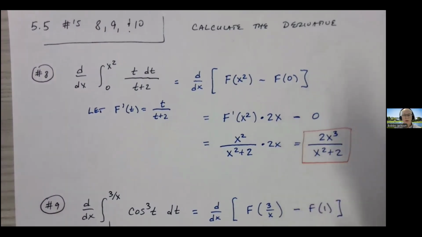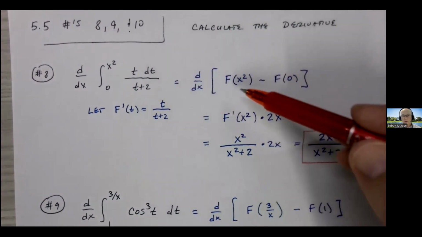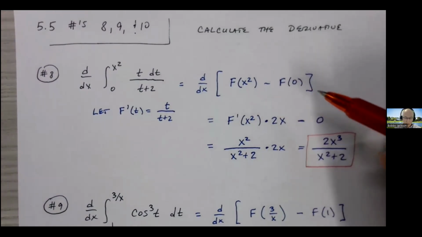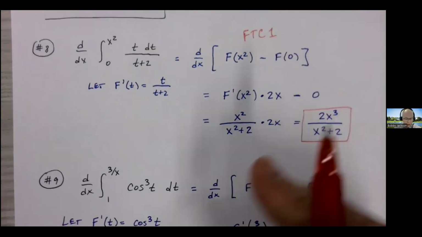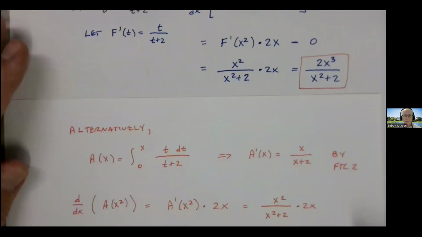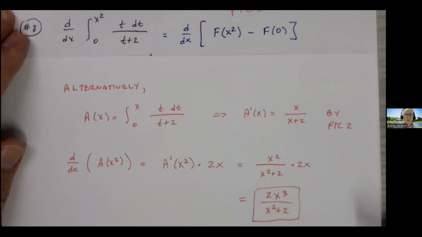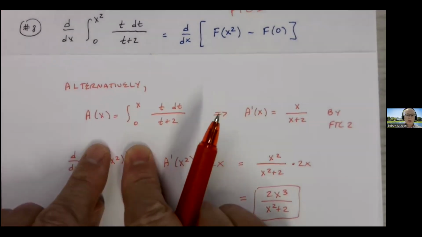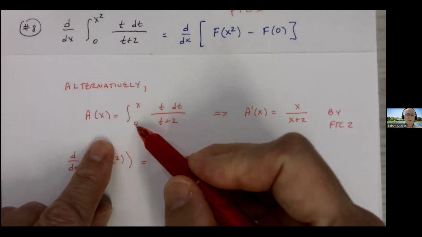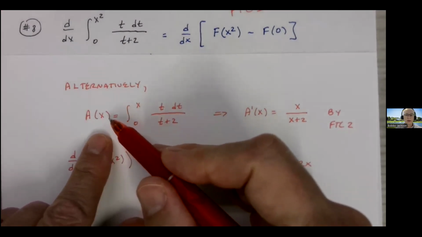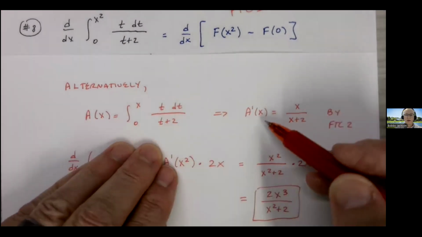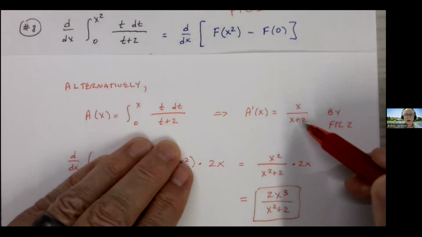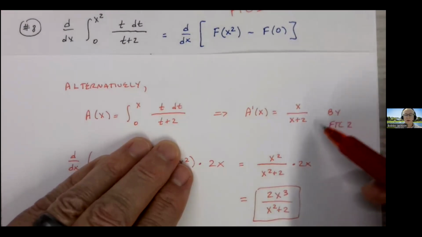Now, alternatively, this is the section on the fundamental theorem of calculus part 2. We're talking about using fundamental theorem of calculus part 1, or FTC 1, which is the way I like to use it. Alternatively, we could have done number 8 by thinking of this integral as an area accumulation function. I'm going to look at the integral from 0 to x and define that to be A of x. Because of that, the derivative of A of x by the fundamental theorem of calculus is just x divided by x plus 2. That's the fundamental theorem of calculus part 2.